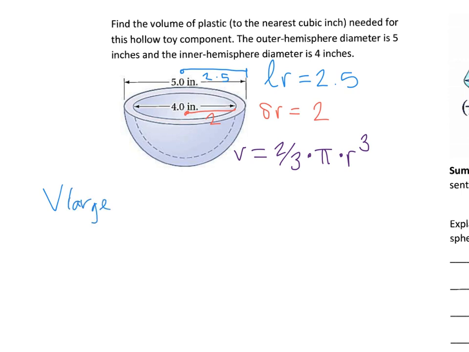Let's find the volume of the large one first. So the volume of the large one equals 2/3 times pi times the large radius, 2.5, cubed. Go ahead and type that in. So 32.7 inches cubed.